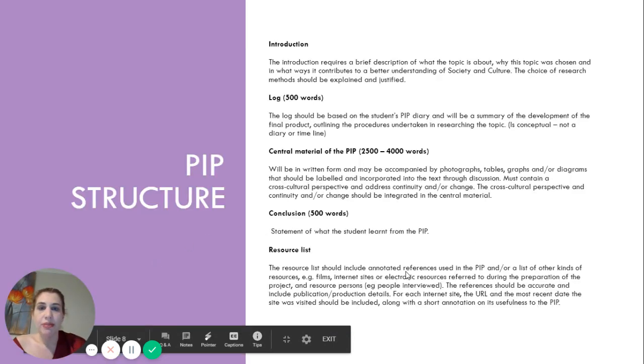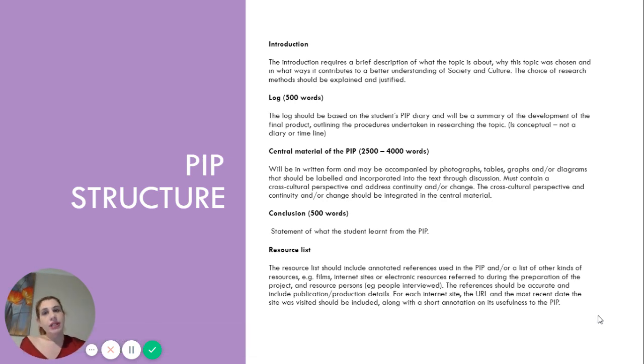Okay, we're going to look at the PIP structure now. So these are the different components it needs. The introduction, which is about 500 words. I've left that off, sorry. They're going to look at what's their topic about? What is their hypothesis? Why have they chosen it? How does it contribute to a better understanding of society and culture?